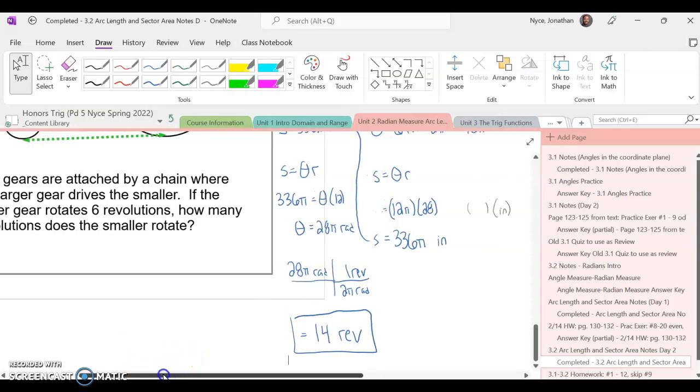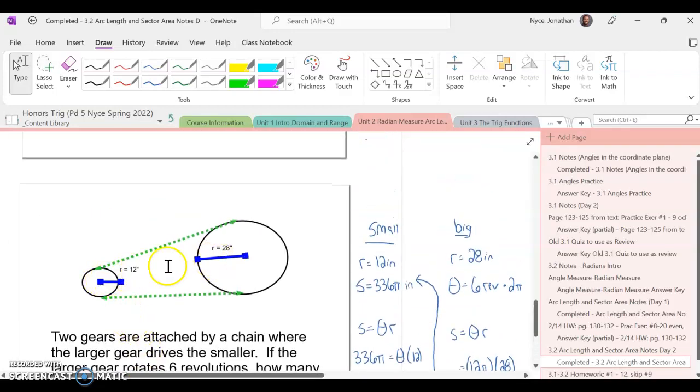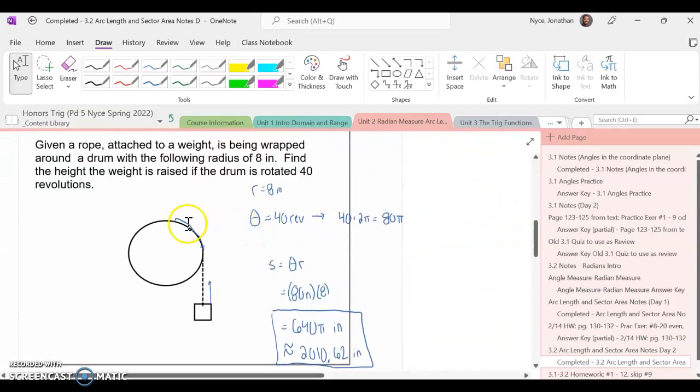So again, the key with some of these problems is that the arc length for the small gear and the big gear are the same. As long as you have two things connected by a chain, or sometimes you'll see them meshing together, two of them mesh together. And if you're raising something or moving something, the distance that the object is raised is the same thing as the arc length. So again, I hope this makes sense.